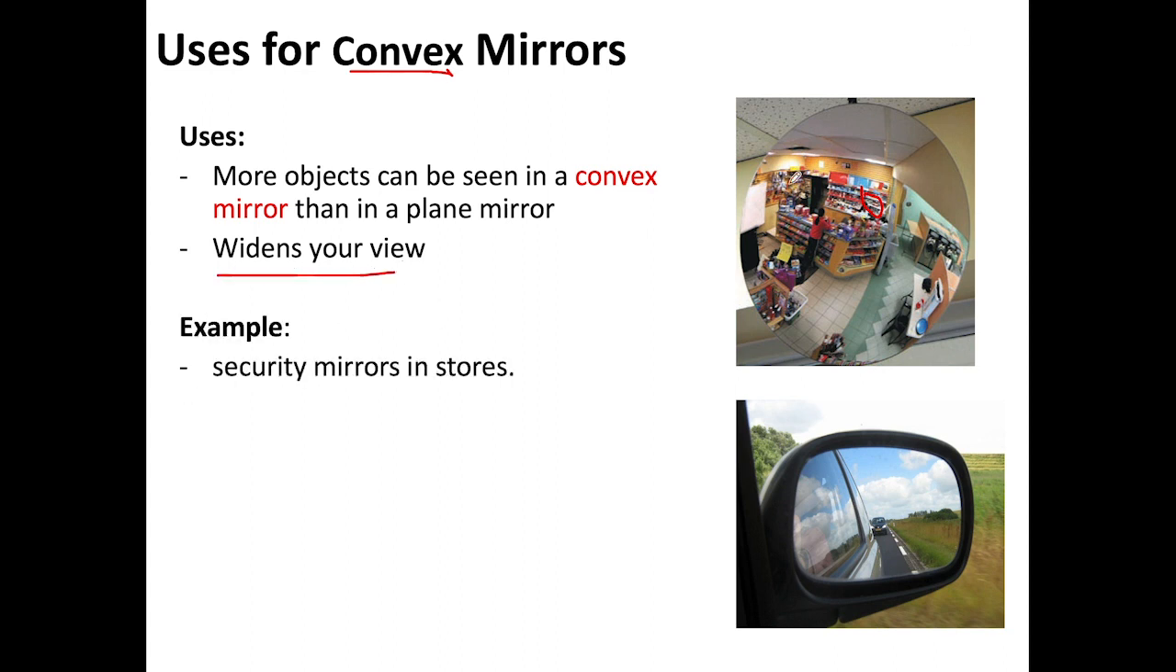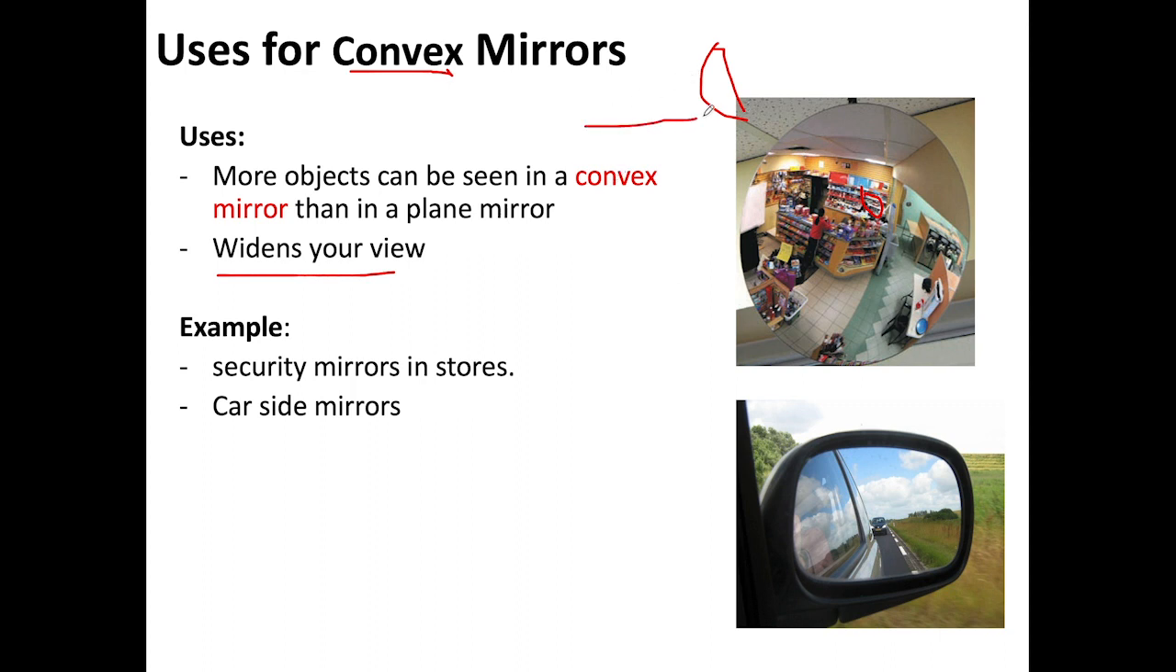Examples, as I mentioned, security mirrors in school or in stores. Car side mirrors, you want to see around your car up at the back so you can see who's driving behind you. Maybe if there's something over here in the distance. So it, again, widens your view so you can see. And again, those are convex mirrors, so they're the ones that are pointing outwards like domes.